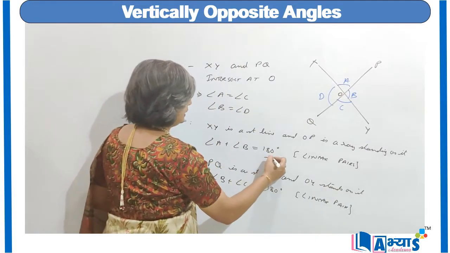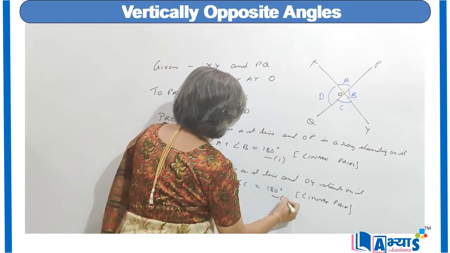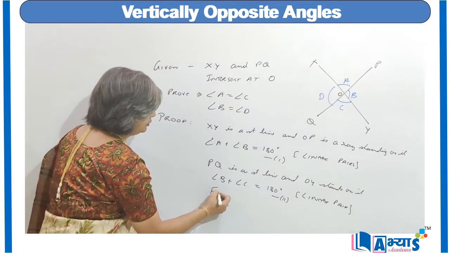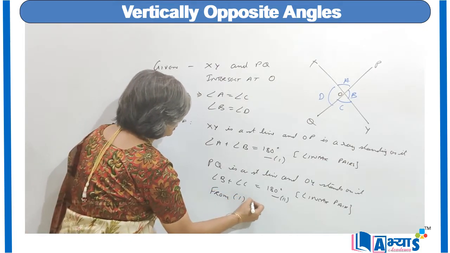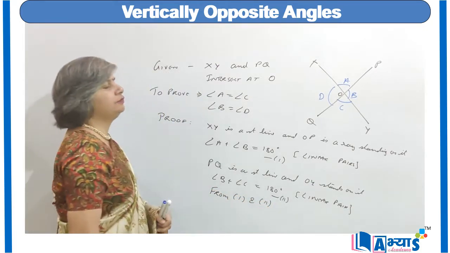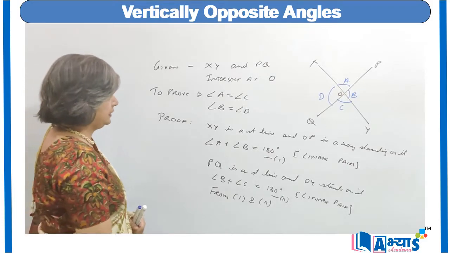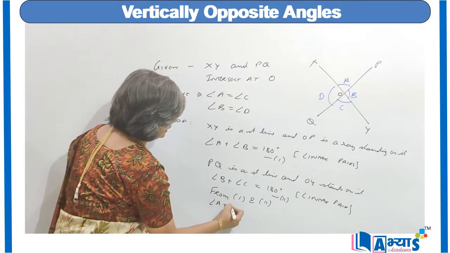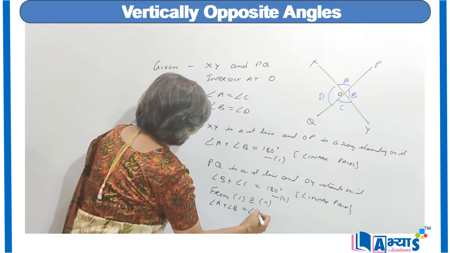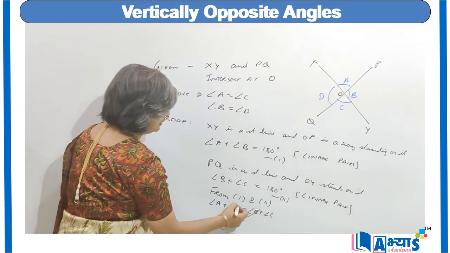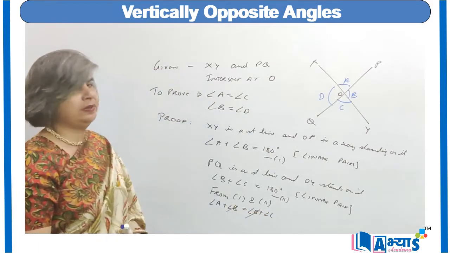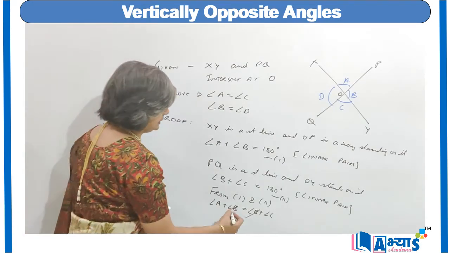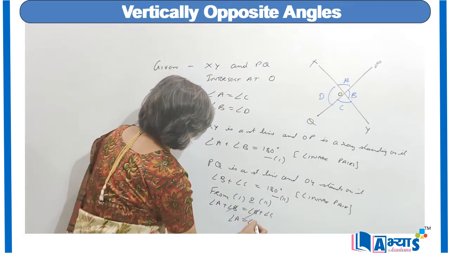Let us mark this as equation 1 and this as equation 2. From equations 1 and 2, we can say that angle A plus angle B is equal to angle B plus angle C. Eliminating B from both sides, we can say that angle A is equal to angle C.